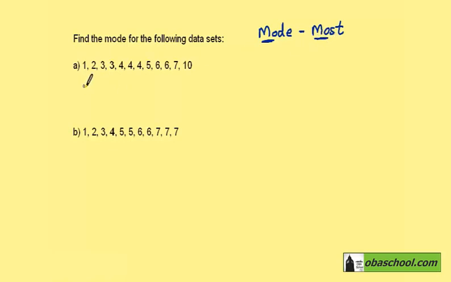Consider this first set. 1, 2, then we have 2 3s, 3 4s, a 5, 2 6s, a 7, and a 10. We have 3 4s, and this is the most. Therefore, the mode for this set is 4.